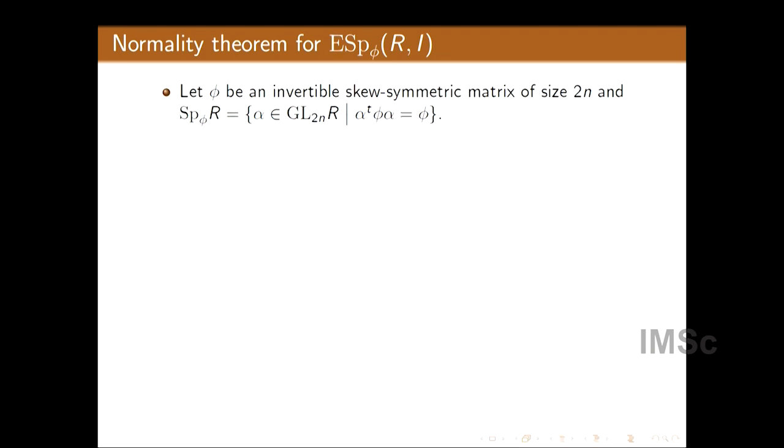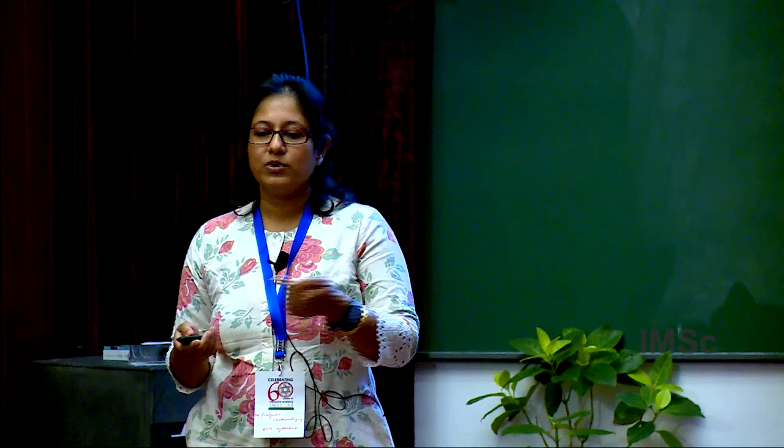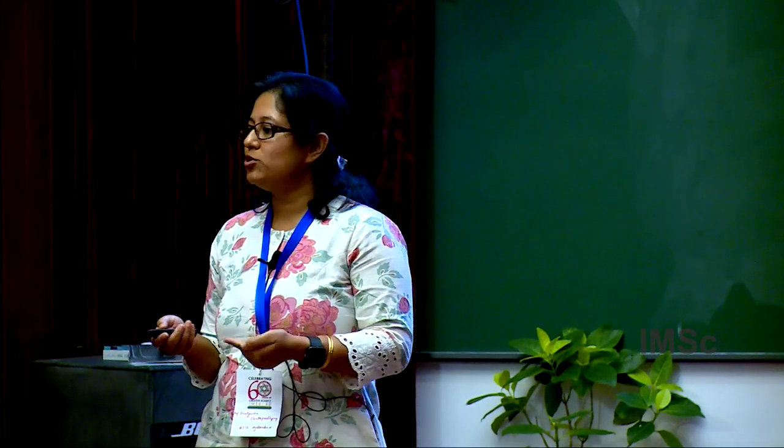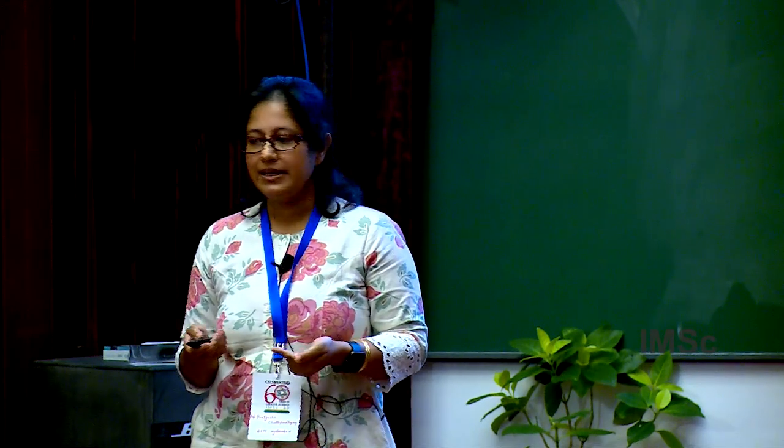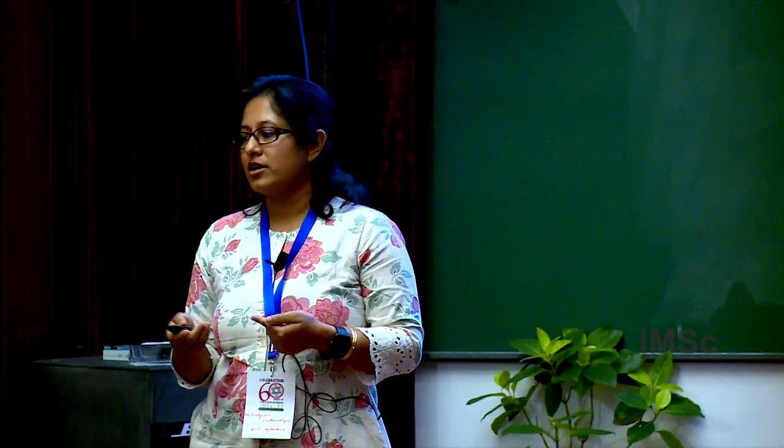So, I talked about the elementary symplectic group. The symplectic group is basically the group of isometries of the standard symplectic form. The standard symplectic form was the 2n by 2n matrix which has 0, 1, minus 1, 0 along the diagonal. Instead of that standard symplectic form, if I work with any invertible skew symmetric matrix, we can still define another symplectic group. This was introduced by Wasserstein, for a different purpose.